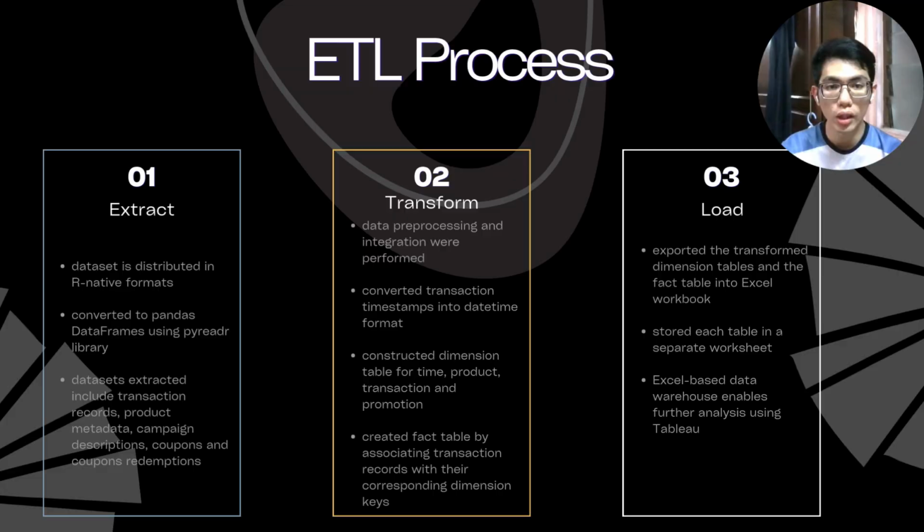Build dimension table, generate a style key, and link all records to form the fact table. For load or transform, the table will export into an Excel workbook, with each table stored in a spreadsheet. This makes the warehouse easy to use in Tableau.